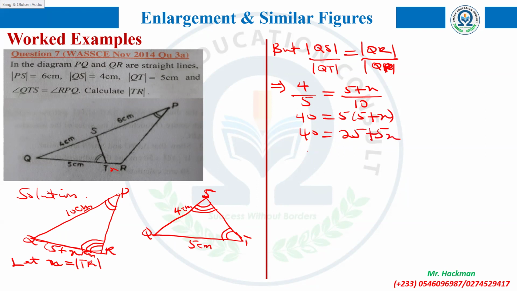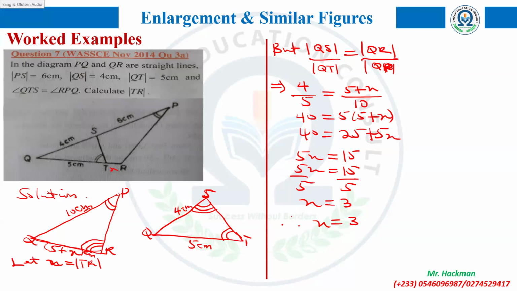So in effect, we are going to get 5x will be equal to 40 minus 25, which is 15. You write it again before you divide. So x will be equal to 3. So you draw your conclusion, therefore, x is equal to 3.